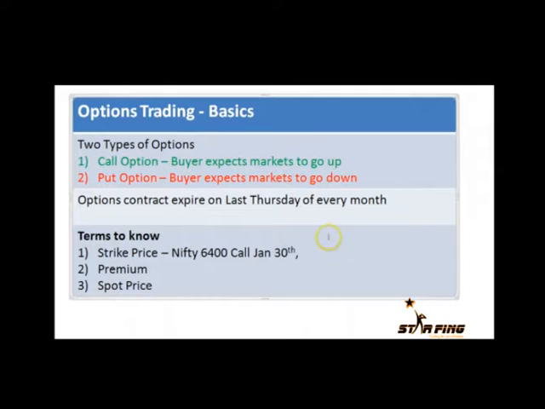So this is one contract, and I can say Nifty 6200 put Jan 30th. So when I say this, what does this mean? So this, like I said, is the call option. So I'm going to mark it in green, and the put option I'm going to mark in red because I'm expecting it to go down.